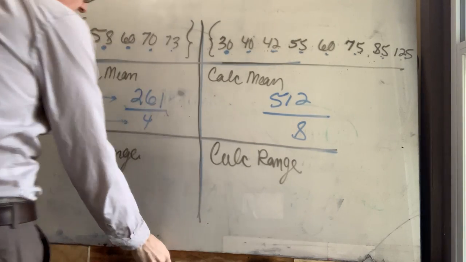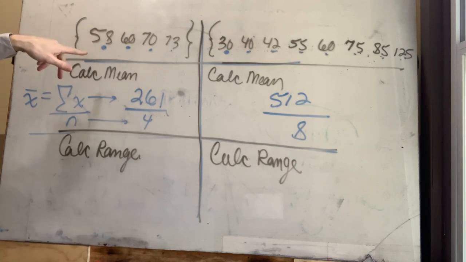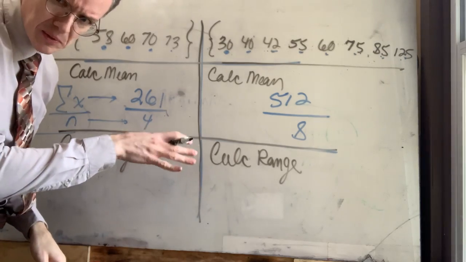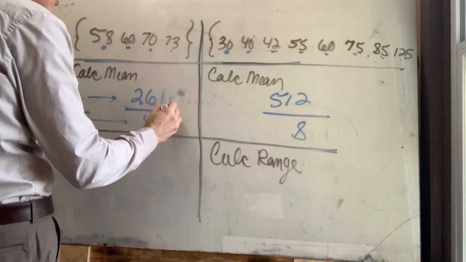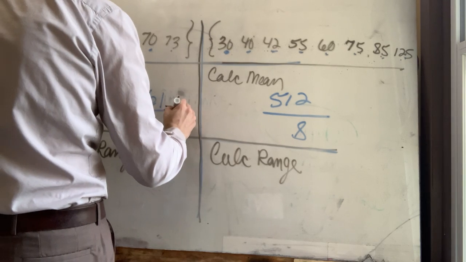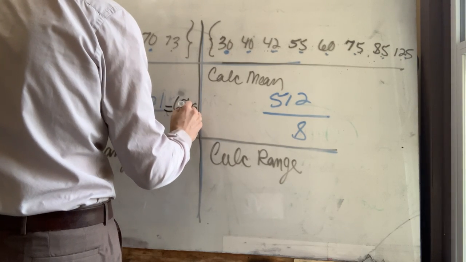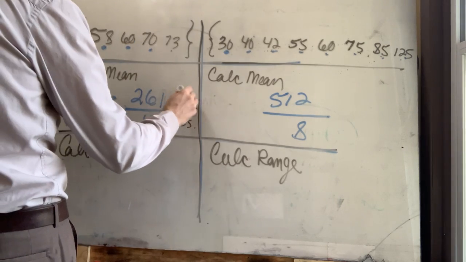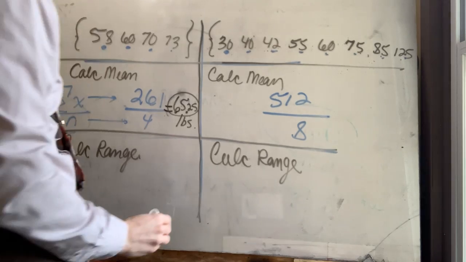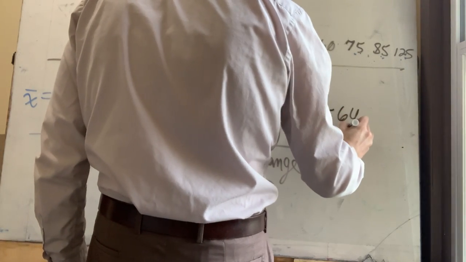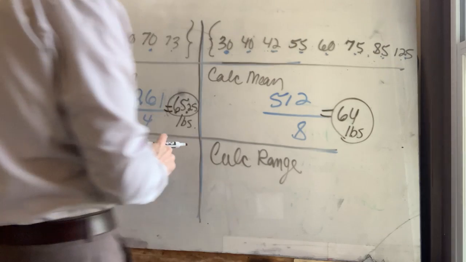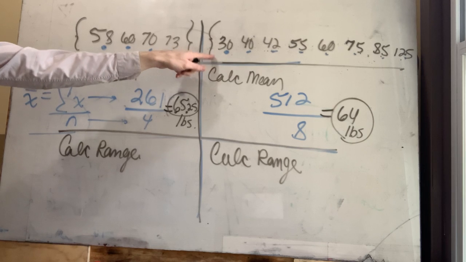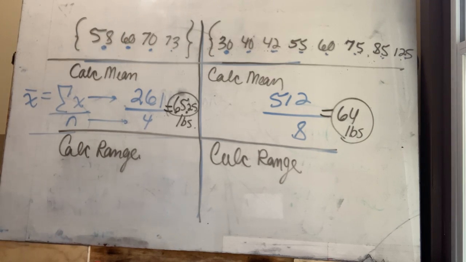Now, in spite of these dogs originating from different sets, what you're going to notice as you calculate the means is that they're similar. This is equal to 65 and a quarter pounds. And this is right on the nose, 64 pounds. So not exactly the same, but remarkably similar in spite of the differences in the sets. That's really the whole point.